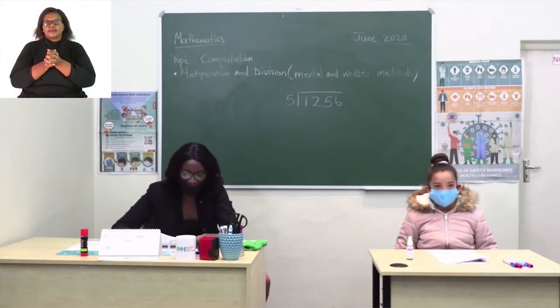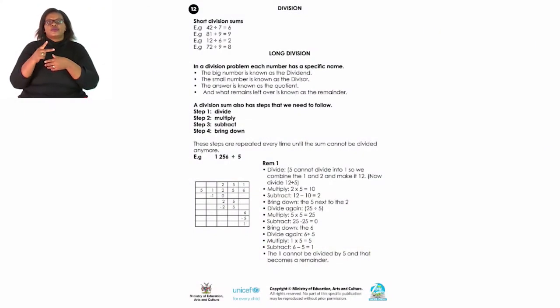Boys and girls, let's go on page 12 with division. Short division sum. Example 1. We have 42 divided by 7. And what is our answer? 6. Number 2. We have 81 divided by 9. What is the answer? 9. Third example. 12 divided by 6. What is our answer? 2. The last example, we have 72 divided by 9. What is the answer? 8.